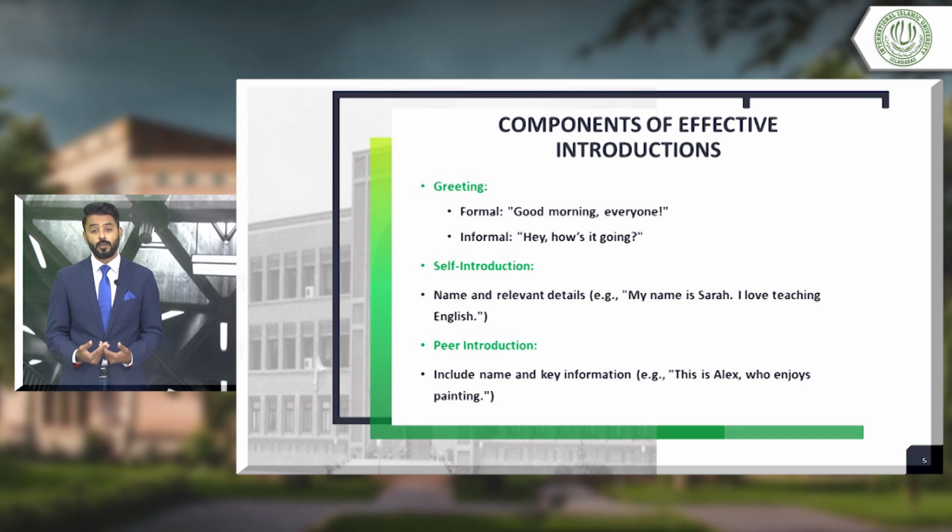But when you are involved in peer introduction, then the third person or the second person is used, or it can be something like, this is Alex who enjoys painting, which is of course not the first person. So the first person, the second person or the third person, utilizing these pronouns is very important, and you need to focus on that. So that was about components of effective introduction. Now we move towards structuring introduction. That means, how do we structure our introduction?